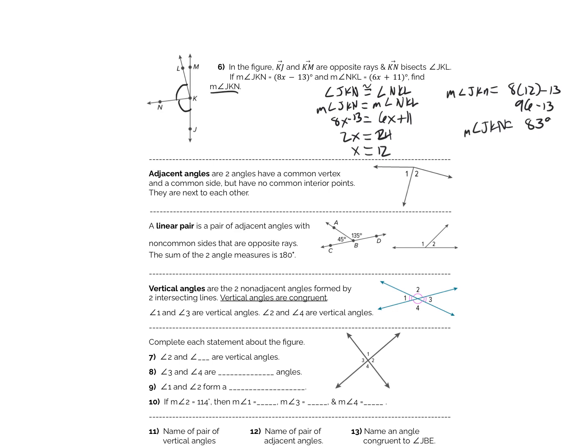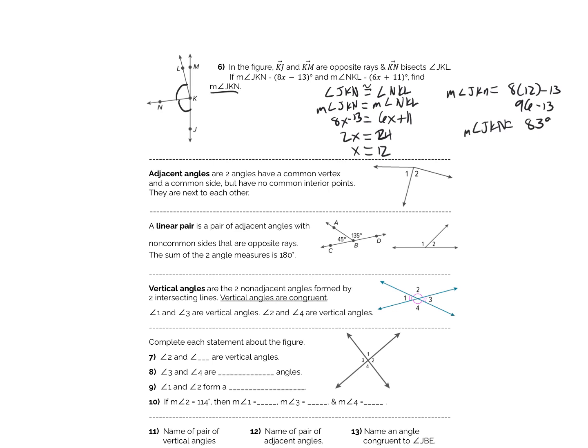Adjacent angles are two angles that have a common vertex and a common side, but they have no common interior points, and they are next to each other. All right, so they're neighbors. Just like you have neighbors, angles can have neighbors, and they are adjacent angles.